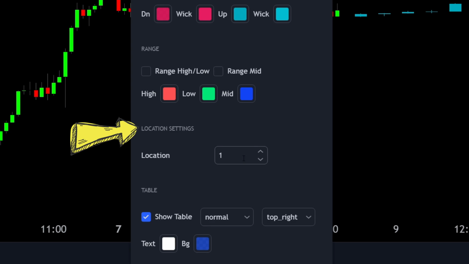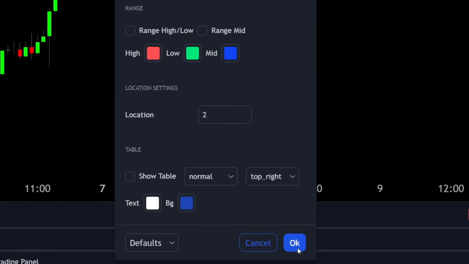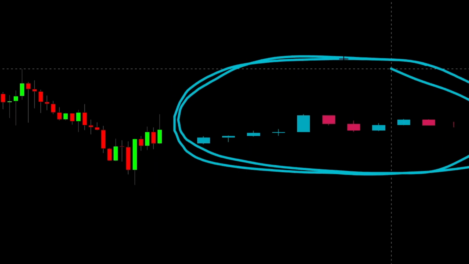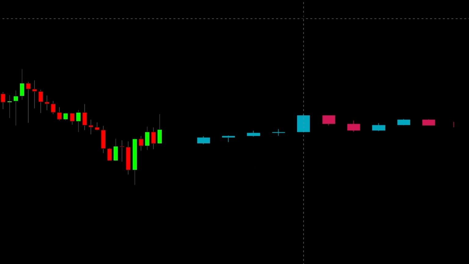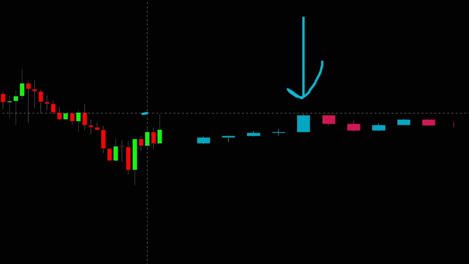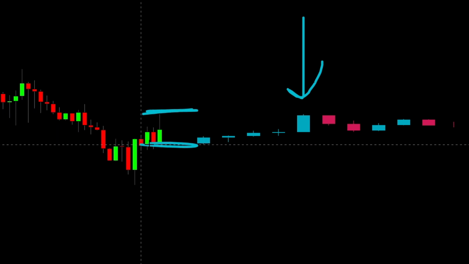Next up, we have the location setting. This setting is basically how far away from the normal candles the lower time frame candles will be. This is also personal preference mostly, but I think that a good number here is 2. I also want to uncheck the show table right here, and now we are ready to press OK. So now, as you guys can see, multiple blue and pink candles have appeared here on the chart. And these are basically 5 minute candles that are inside the last 1 hour candle.